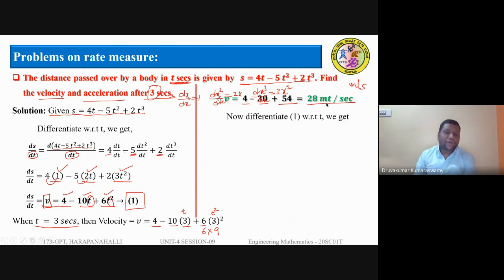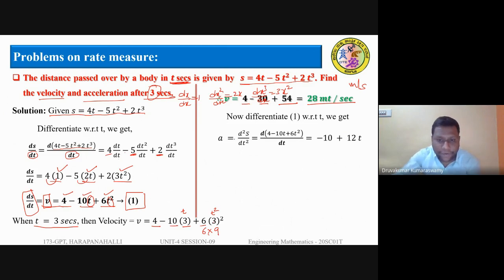What is the next step we have to do? We have to find acceleration. To find acceleration, we have to differentiate the velocity again. Here ds by dt has come. We have equation number 1, where velocity is there. If we differentiate it once more, we get acceleration. So what is velocity? 4 minus 10t plus 6t square. That's what we have written.